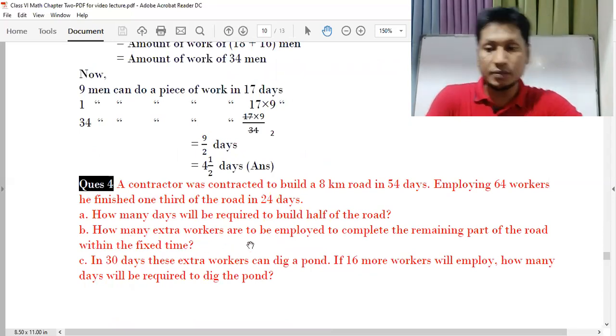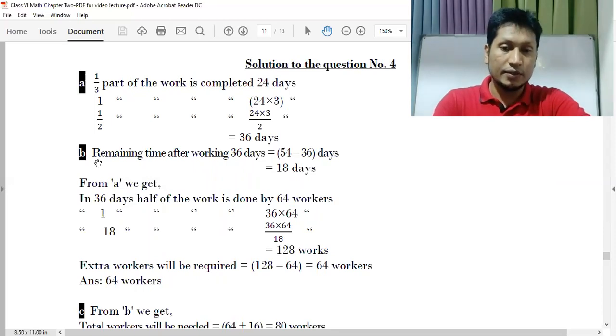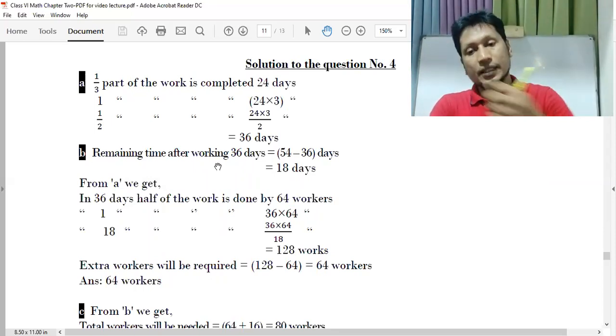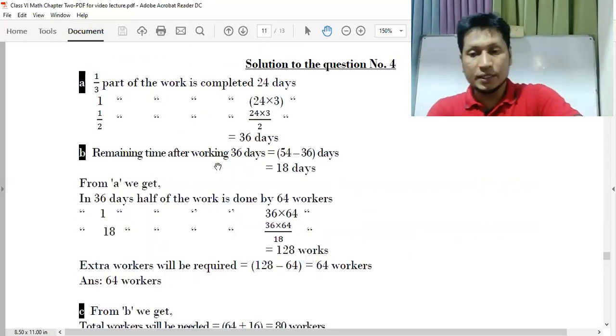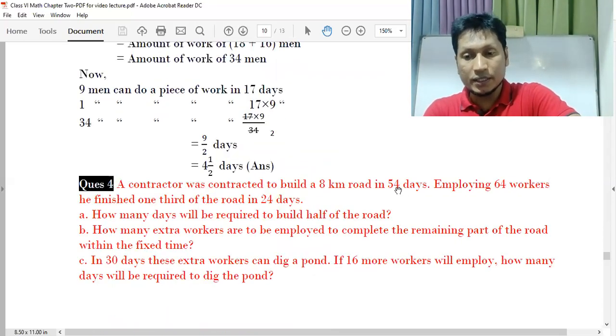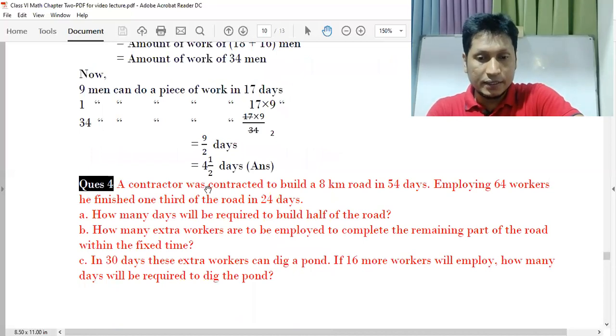How many extra workers are to be employed to do the work in fixed time? Extra workers. You know, the remaining time after working 36 days. After working 36 days, remaining days was 54 minus 36, because total working days were 54 days. So remaining days of work was what? 54 minus 36, that is 18 days. 18 days remaining.